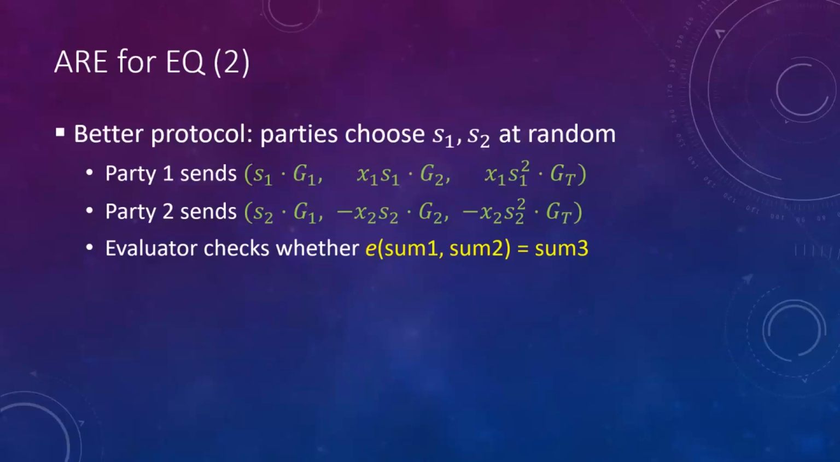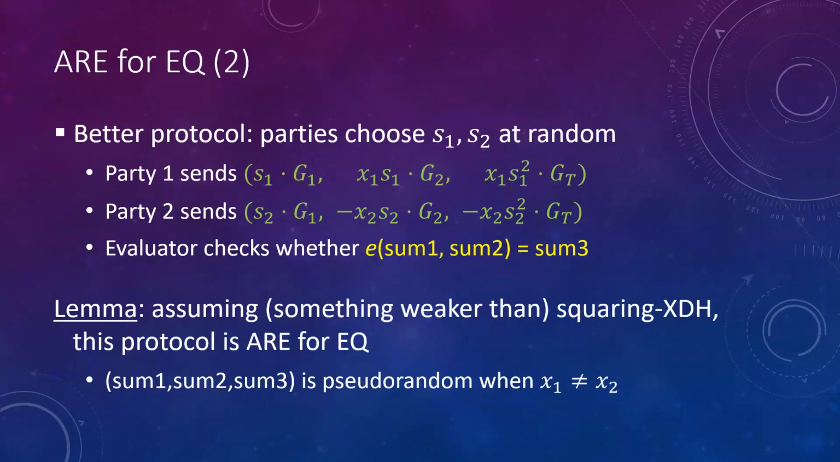And then you can prove that assuming some assumption which is weaker than squaring version of XDH, this protocol is an additively random encoding. The thing really to prove is that when x1 is not equal to x2, what you see is a pseudo-random vector. When x1 is equal to x2, you get the exact right distribution, but otherwise you get something which is only pseudo-random rather than random. And under this assumption, the evaluator cannot tell it. So now we have a protocol for equality.